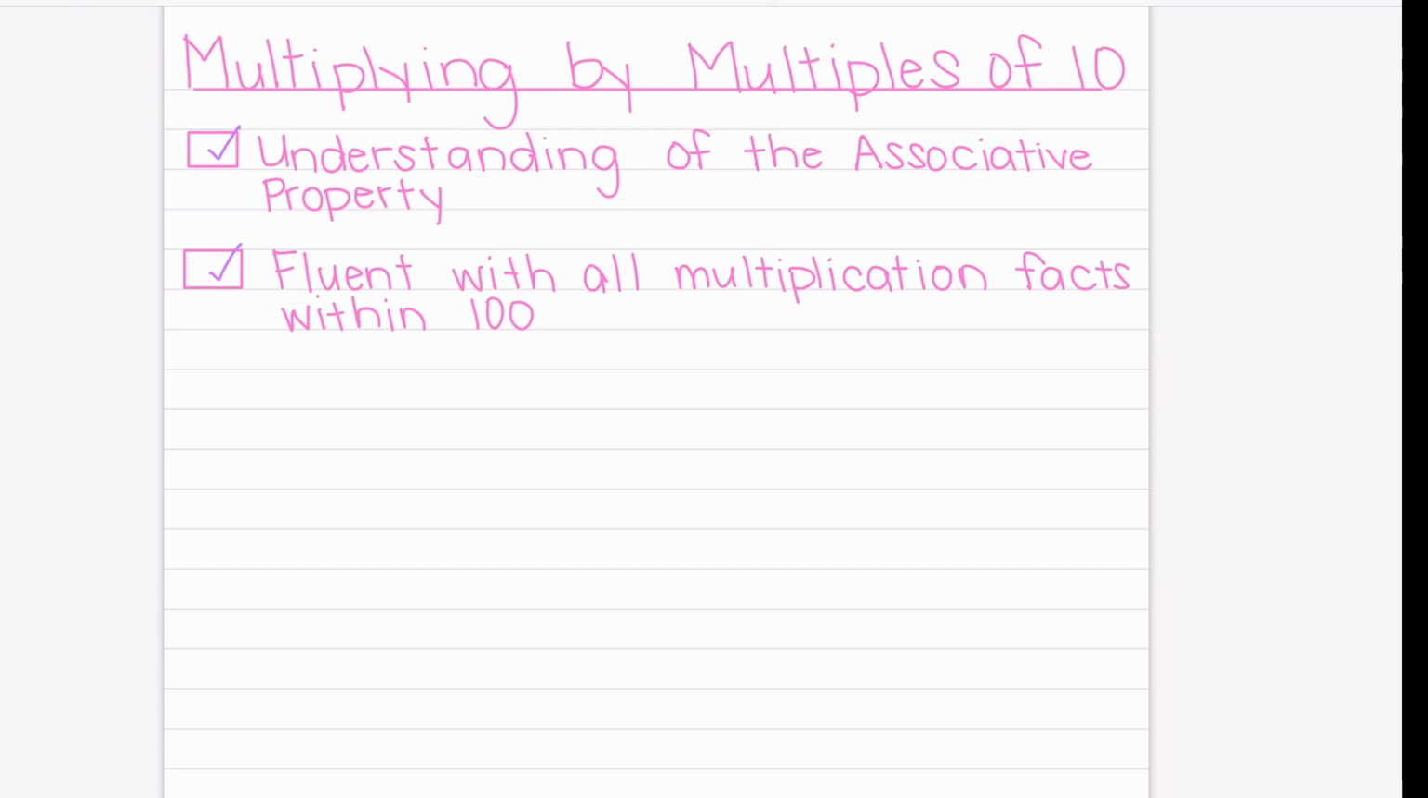Okay, so let's start with a quick review of the associative property. The associative property states that if I have three numbers, I can multiply these numbers in any order and end up with the same product. So for example, I can multiply 4 times 3 first and get 12 times 2, and that is 24. I could multiply 3 times 2 first and get 6, and 4 times 6 is 24.